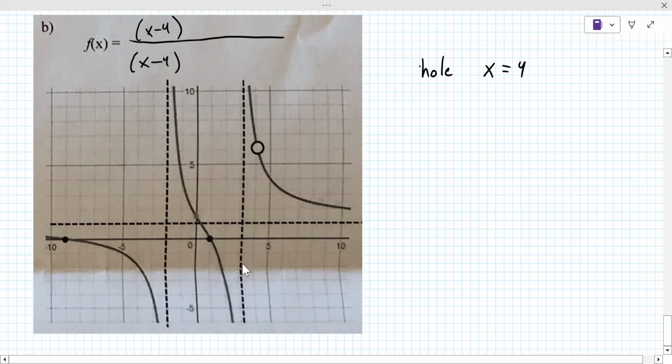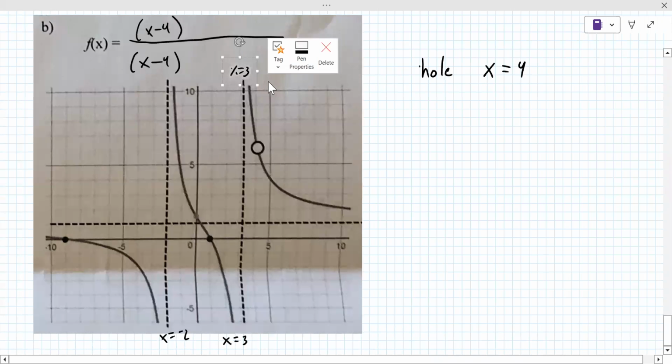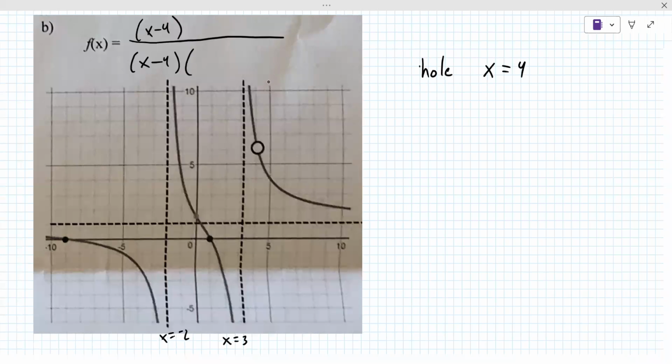The next will be the 2 vertical asymptotes. So there's one at X equals 3 and X equals minus 2 here. So those are going to go on the bottom of this. So that's x minus 3, x plus 2.